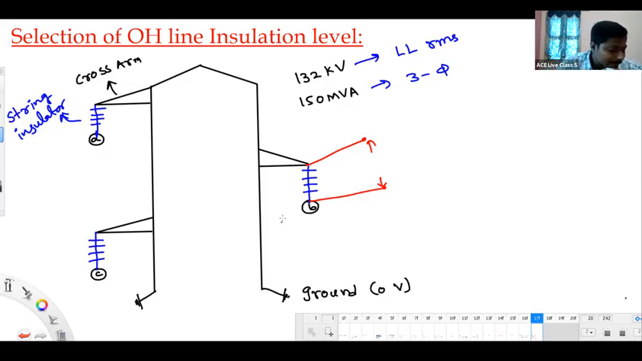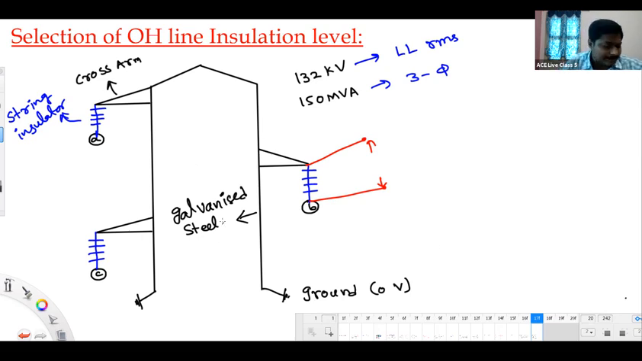So tower is made by which material? Galvanized steel. What do you mean by galvanization? Adding zinc to the steel in order to avoid corrosion.